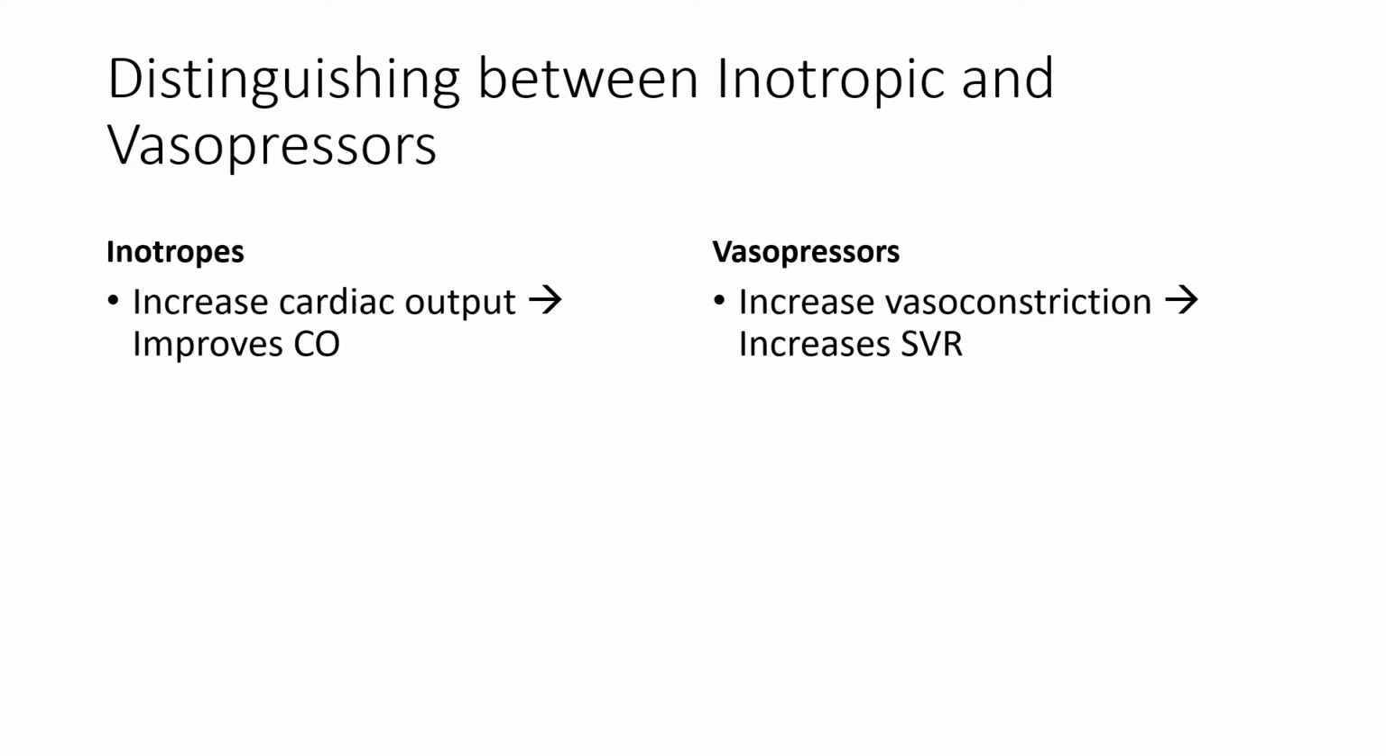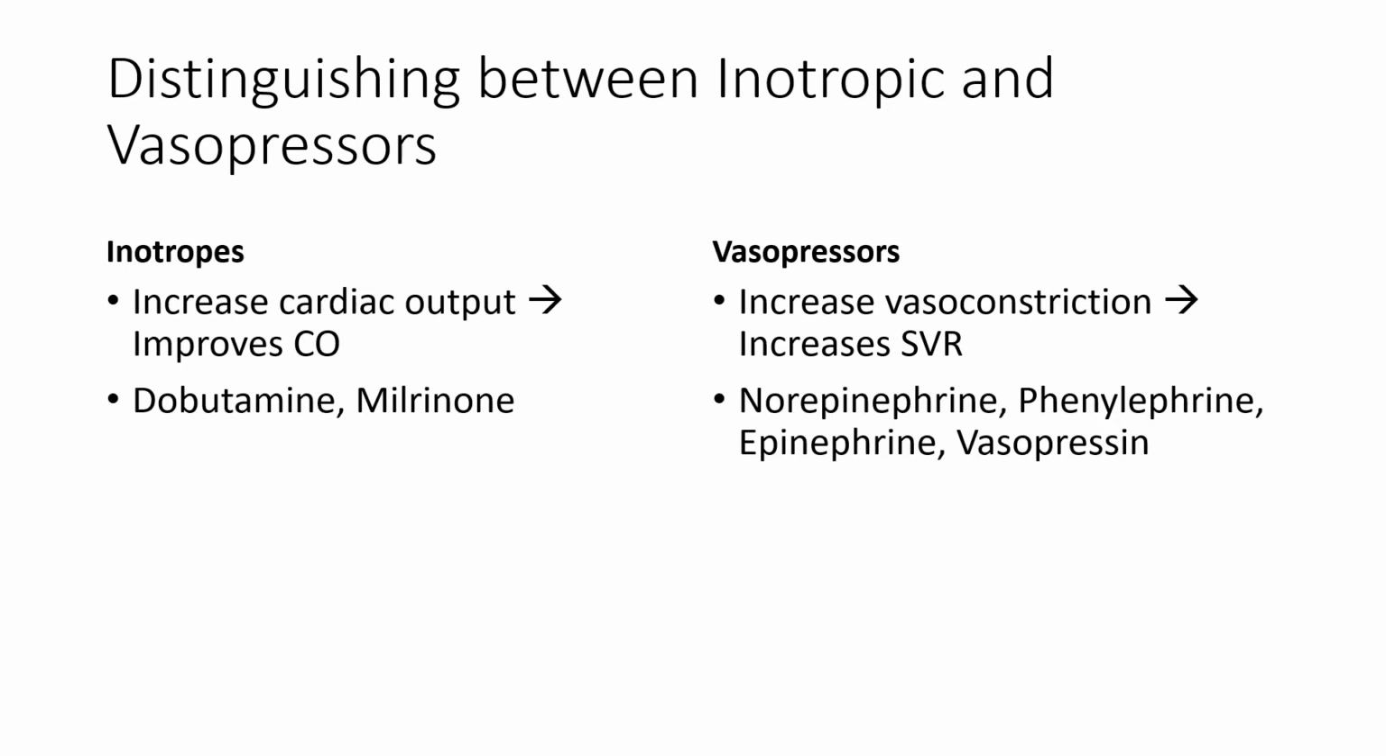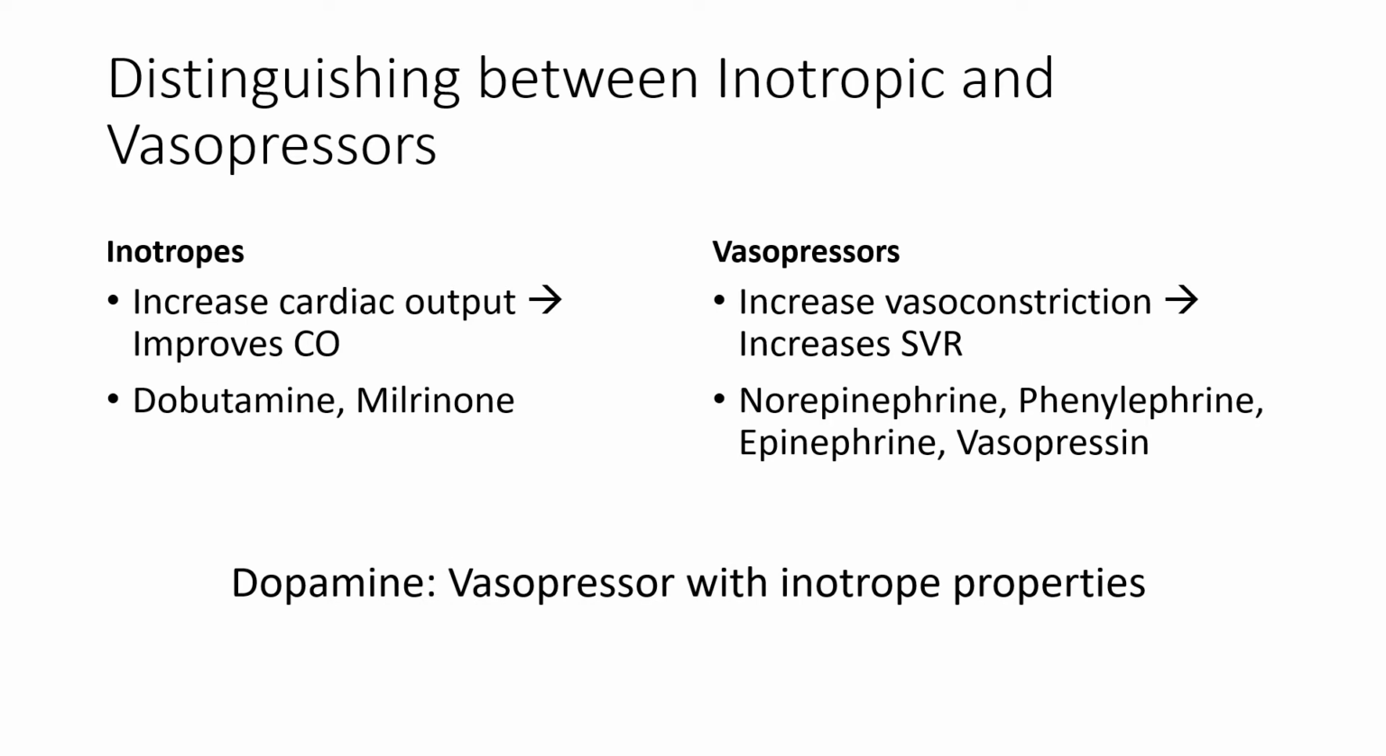Vasopressors will increase vasoconstriction, which increases the systemic vascular resistance. Some examples of inotropes include dobutamine and milrinone. Vasopressors may include norepinephrine, phenylephrine, epinephrine, and vasopressin. And dopamine is one which is a vasopressor with inotropic properties as well.